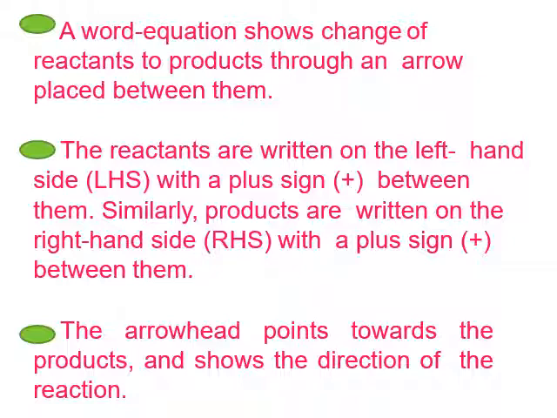So we can say a word equation shows the change of reactant to product through an arrow placed between them. The reactants are written on the left hand side of the arrow, and plus signs are used in between them if the reactants are more in number. Similarly, products are written on the right hand side of the arrow with a plus sign between them if there is more than one product. The arrowhead points towards the product, showing the direction of the reaction, that is, the reactant gets converted into the product.